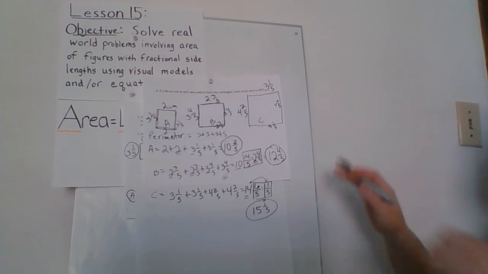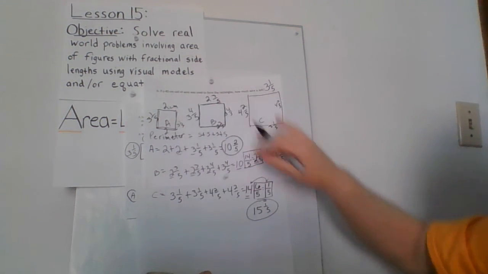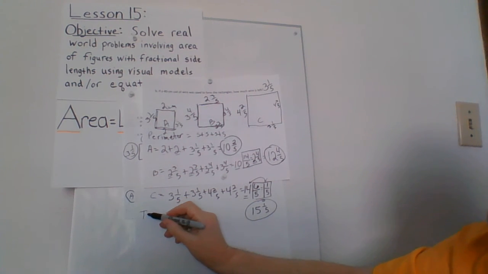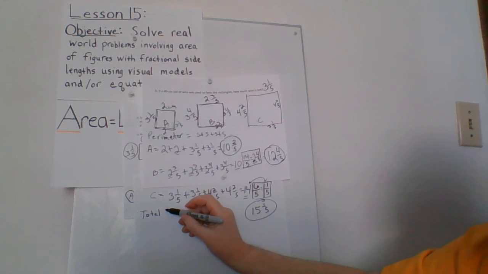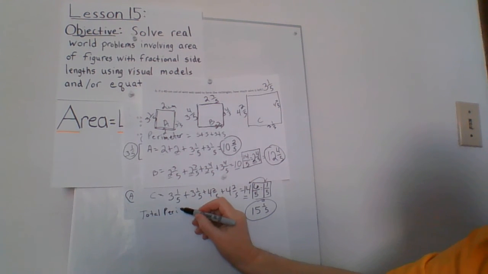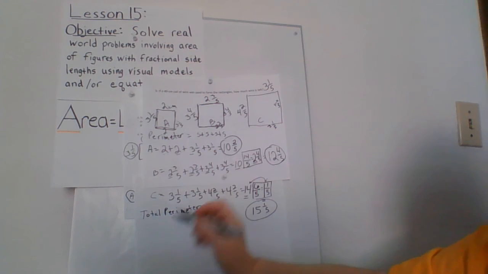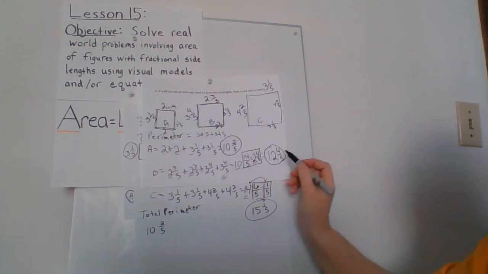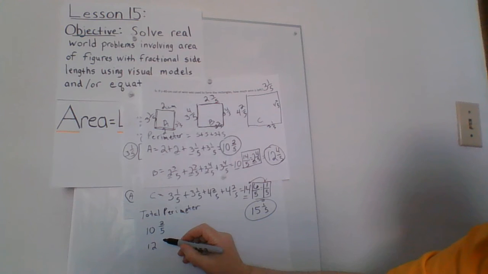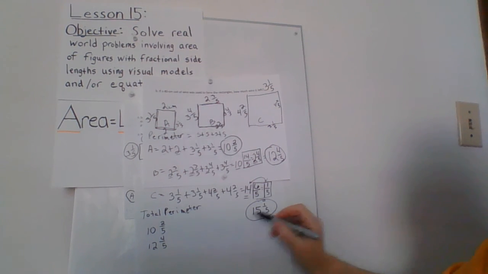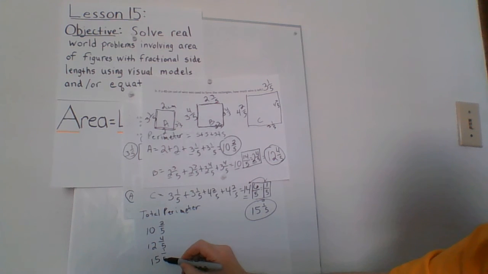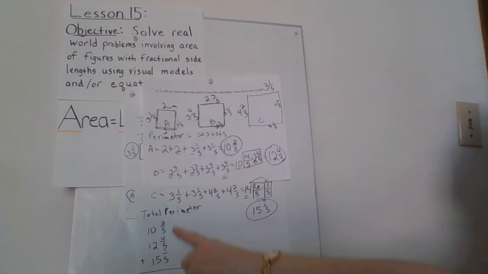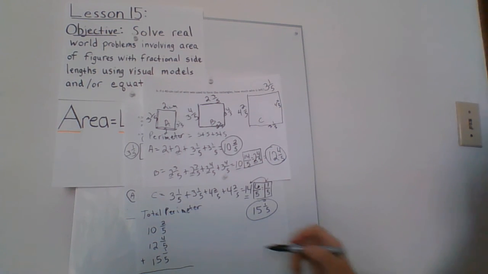So first I need to find the total perimeter of how much of the coil that I used. So by finding all the total perimeter, I have to add all of those up. So my total perimeter would be 10 2/5, 12 and 4/5, and 15 and 1/5. I add them all up. Now, if you take a look, all the denominators are already the same, so I can go ahead and add them the way they are.